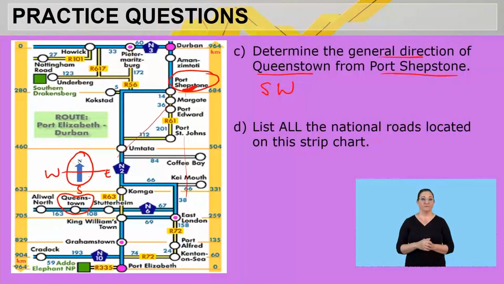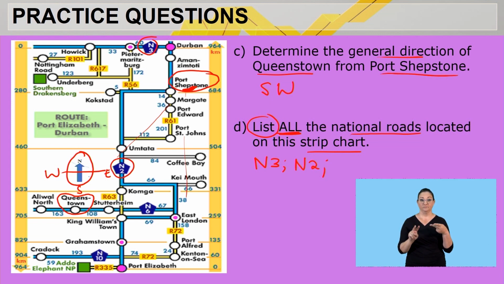Right, question number D. List all the national roads located on this strip chart. So we're looking for all the national roads that we can see on the strip chart. Not how many, but we have to list them, right? Right, that's key. We have to list them. So I'll start from the top and I work down to the bottom. So right here on top I see is the N3, right? So I'm going to list N3. Moving down, I see here's the N2.